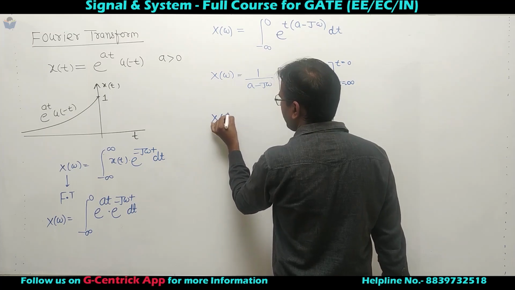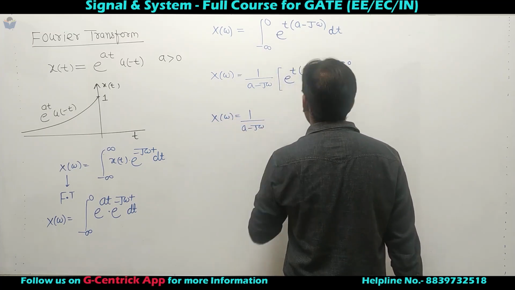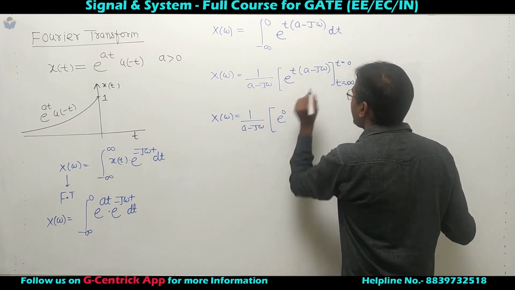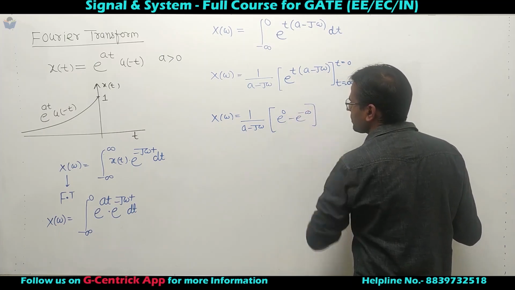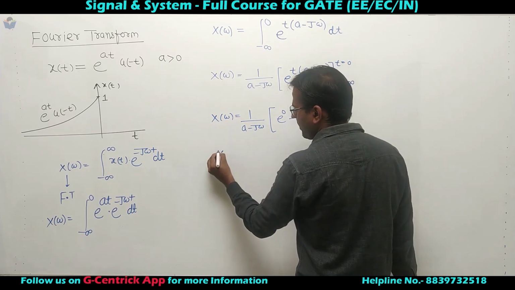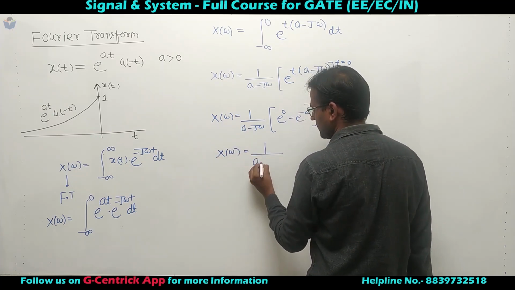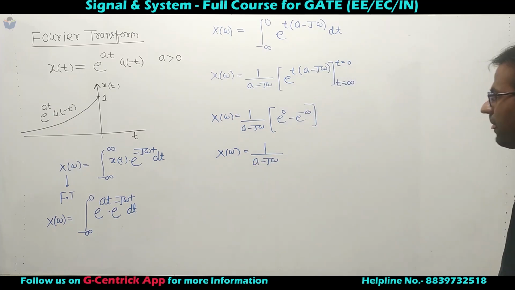X of omega can be written as 1 divided by a minus j omega, and this value is e to the power 0, here I put t equal to 0, minus e to the power minus infinity. So I can say that x of omega is equal to 1 divided by a minus j omega.